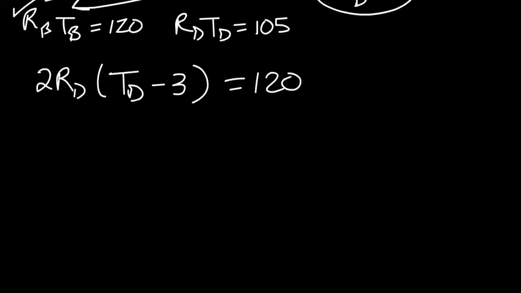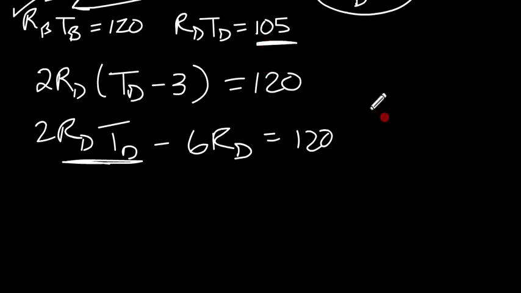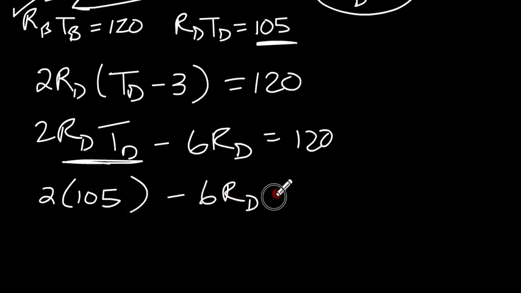So we'll distribute that through. So we get 2RD TD minus 6RD equals 120. Okay, this is the miracle problem. We have RDTD, and here's RDTD, so we can substitute it in. So 2 times 105 minus 6. Now we only have one variable and one equation, so it's totally solvable.